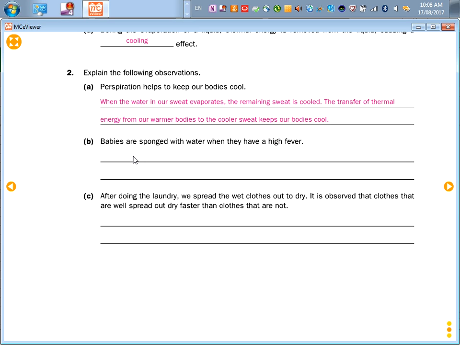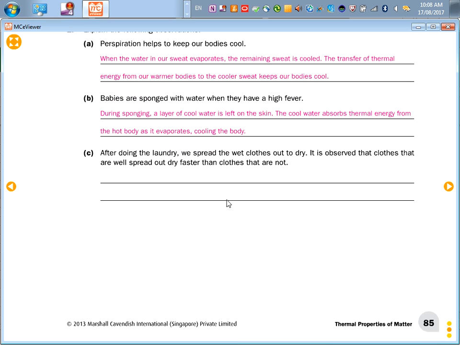So part B, very similar. Babies are sponged with water when they have a high fever. That means you want to bring their temperature down. So still on evaporation.